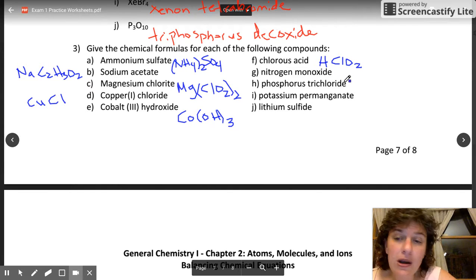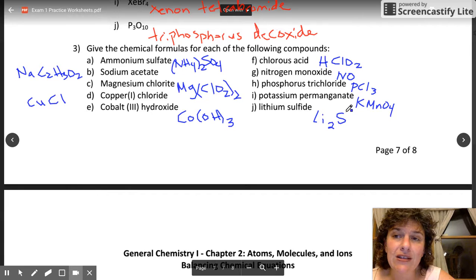All right, nitrogen monoxide. So we do a nitrogen, and we just have 1 oxygen, so it's monoxide. Phosphorus trichloride, so PCl3. Potassium permanganate, KMnO4. MnO4 just has a -1, and potassium has a +1. Lithium sulfide is Li. And then we have 2 because they're +1 each, and S has a -2. Li2S. All right. So hopefully that helps.